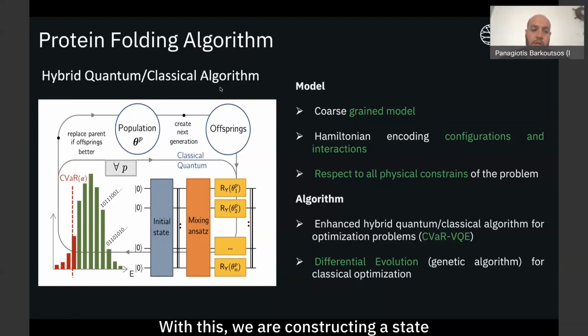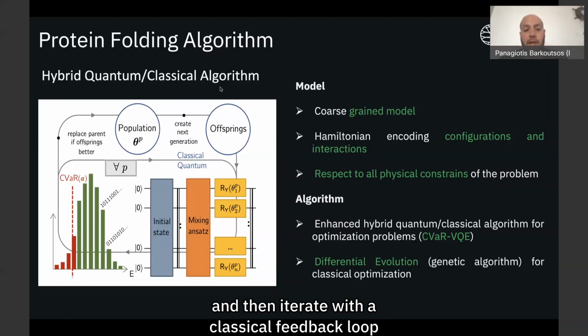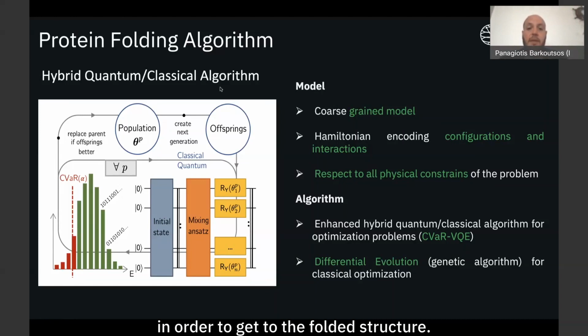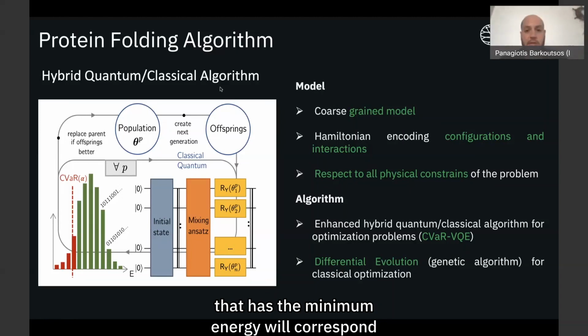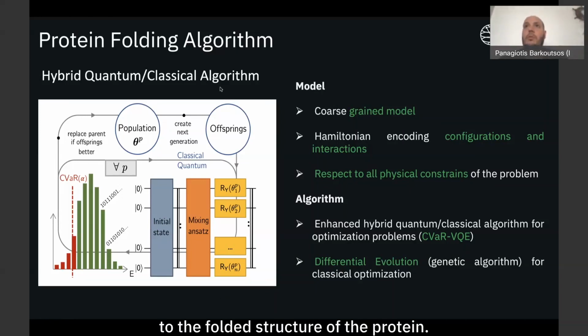With this, we are constructing a state and we take only the relevant part using the conditional value at risk and then iterate with a classical feedback loop in order to get to the folded structure. All the configurations are encoded in the different bit strings, and we know that the one that has the minimum energy will correspond to the folded structure of the protein.